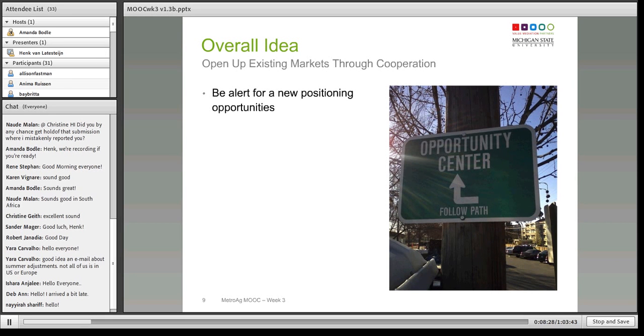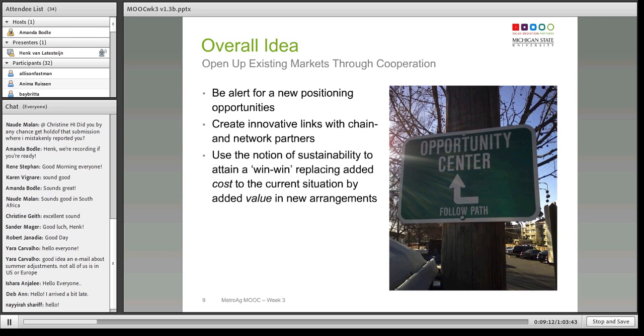The next step would be to create what you can call innovative links with chain and network partners, because most of the time these new ideas are very hard to perform yourself. So you need other partners to do so. And in the 2 examples of today, these partnerships will become very apparent, I hope. Then what you do in developing your business is that you use the notion of sustainability to organize what you might call a win-win situation, and replace that with the normal added cost thinking if you want to develop agricultural production in, let's say, a more animal friendly or environmental friendly direction. Normally the instant reaction would be, well, this would only add to my factor cost and my market position would worsen if I do so. But if you redesign your business, you really come up with added value in new arrangements.